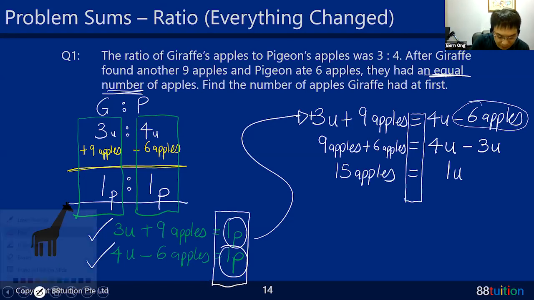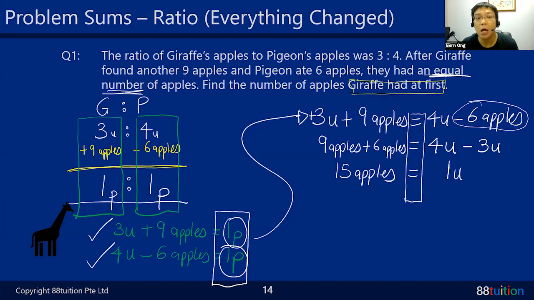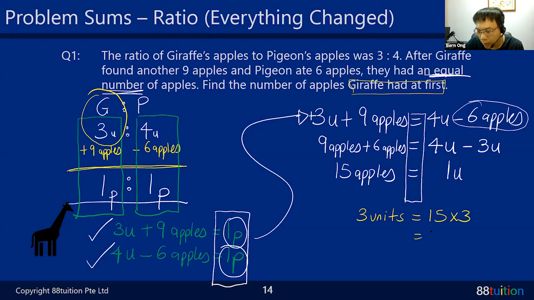What does the question want? The question is asking to find the number of apples giraffe had at first. Giraffe at first means what? Giraffe at first means here, 3 units. So go and find your 3 units. If 1 unit is 15, 3 units will be 15 times 3 equal to 45 apples. And that's your answer. Can you see or not?